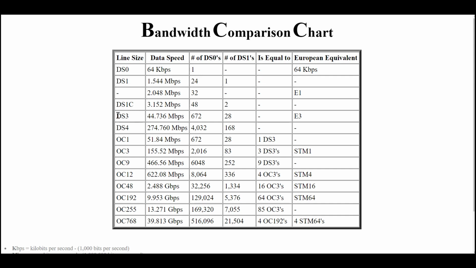Then the next big one is the T3, and that's going to be 672 DS0s, the equivalent bandwidth of 672 regular telephone lines. And then it just keeps on going down the line.